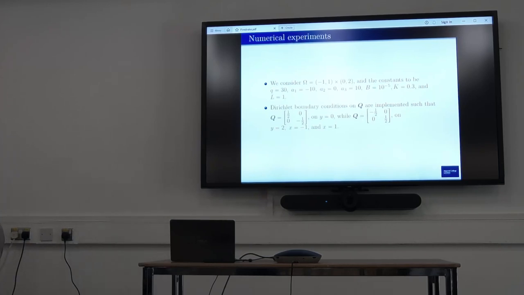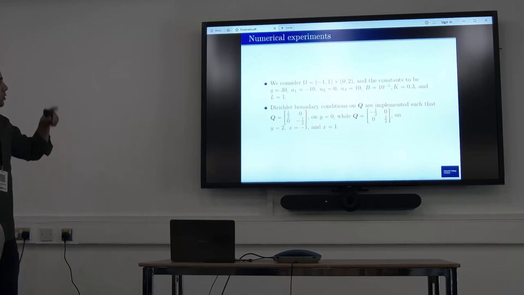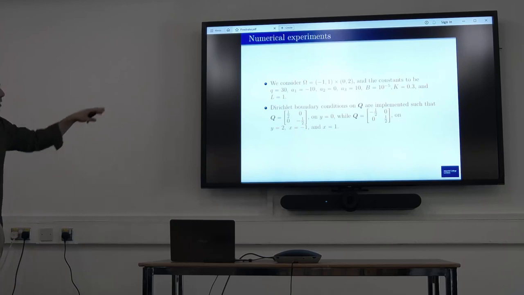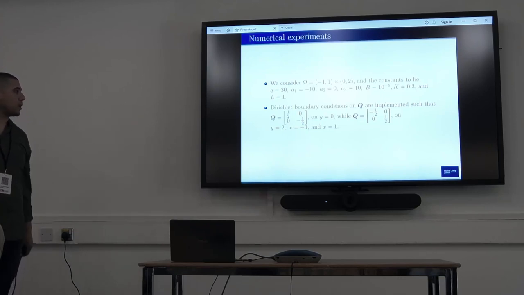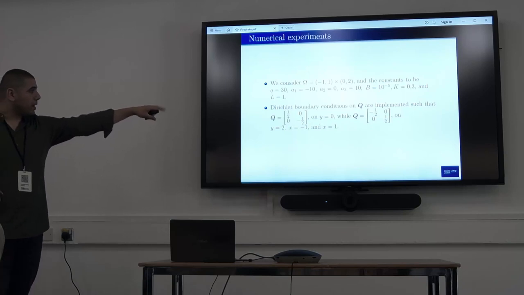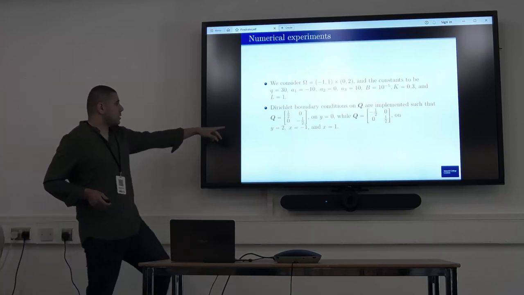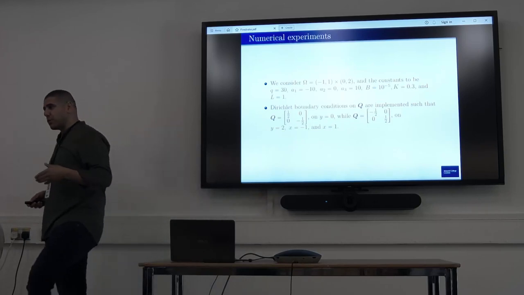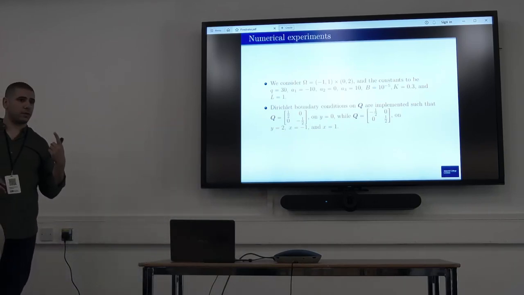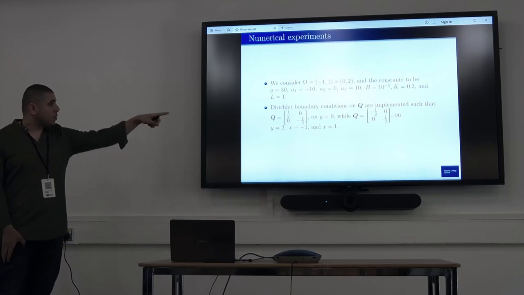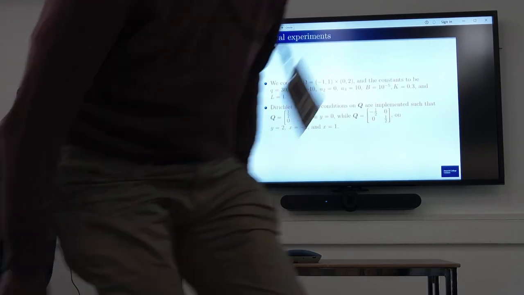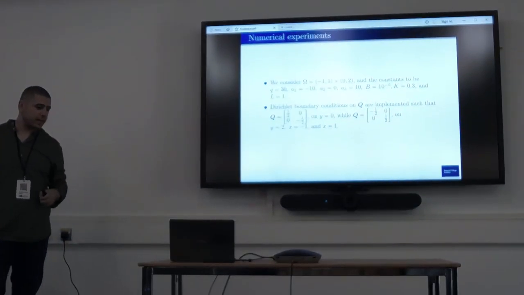For the numerical experiments, we are going to consider the square from minus 1 to 1, 0 to 2, and the constants in the energy are chosen here. We apply Dirichlet boundary conditions on the tensor Q. So on y equals 0, we implement this boundary condition, and on the other sides, we apply that boundary condition. This boundary condition corresponds to a vector field of unit length that points to the positive x-axis, and on all other sides, its unit length corresponds to the positive y-axis.